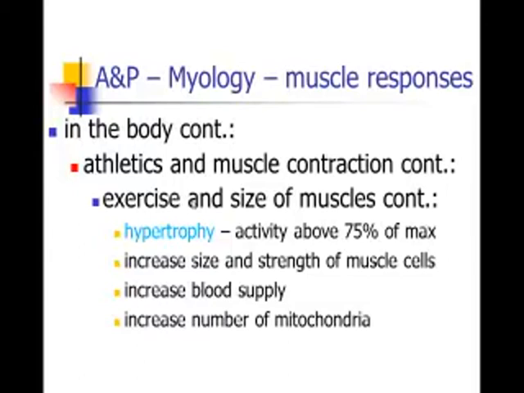Another thing that happens if you train, let's say you're training for a marathon, is you increase the number of mitochondria in each of the cells. This is very cool, and it goes both ways. If you were to stop exercising, then the number of mitochondria would decrease, the blood supply would decrease, and the size of the muscle would decrease.